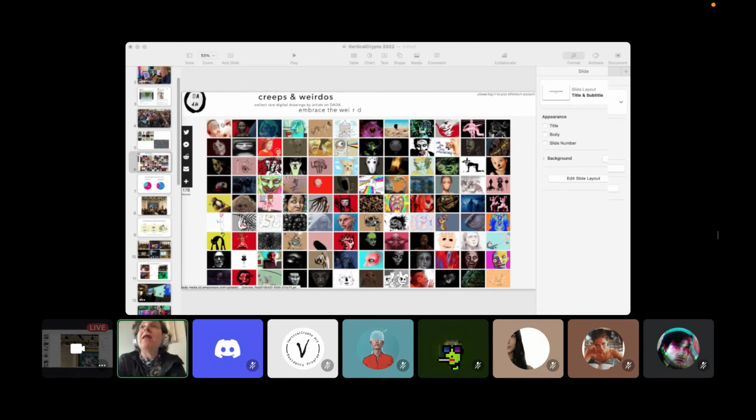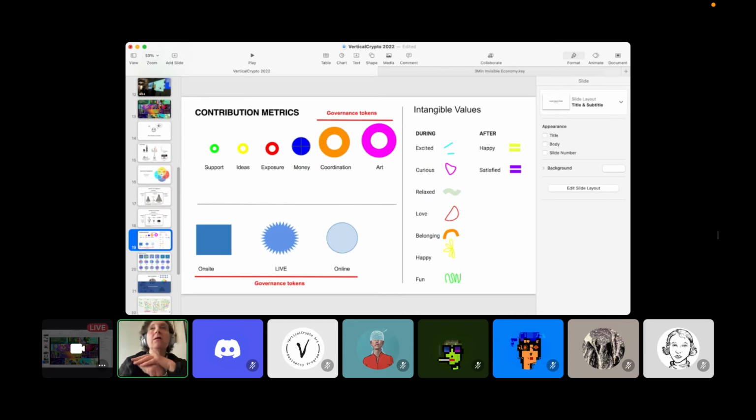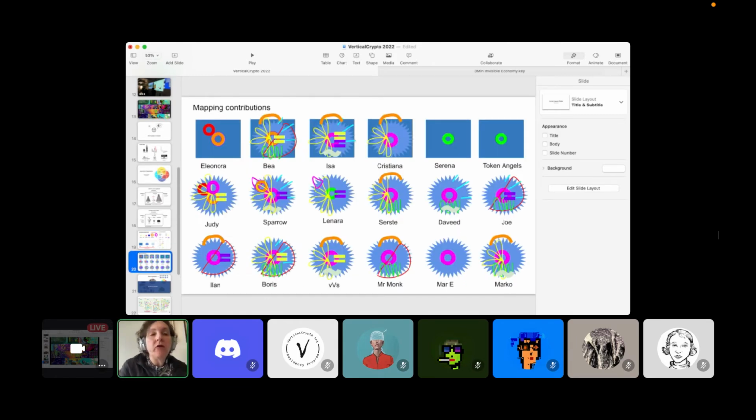We have made, I lost the word, a scheme of it, so we can say, well, is it on site, is it live, is it online, and what are the intangible values? How do people feel when they're doing this? So this is, for instance, an example of a live drawing performance we did in an exhibition in Rome in 2020, and we were measuring all the values that were created during that particular event. So how did people feel during the event? How did people feel after the event?